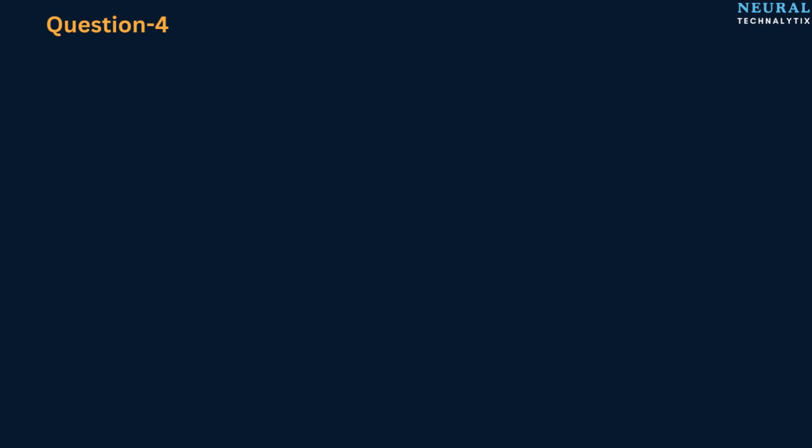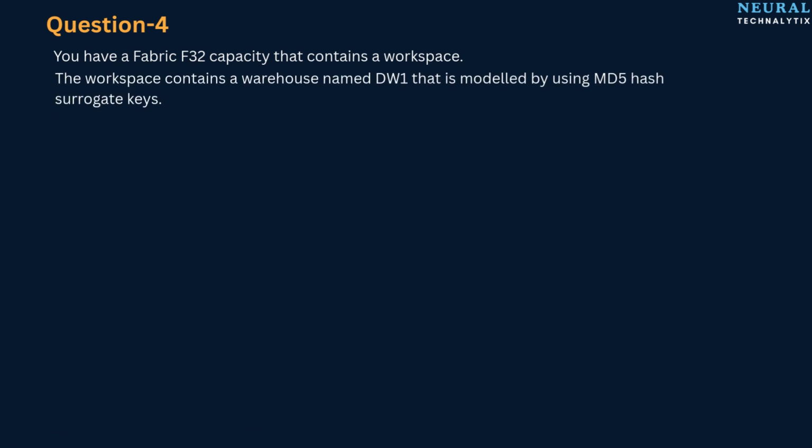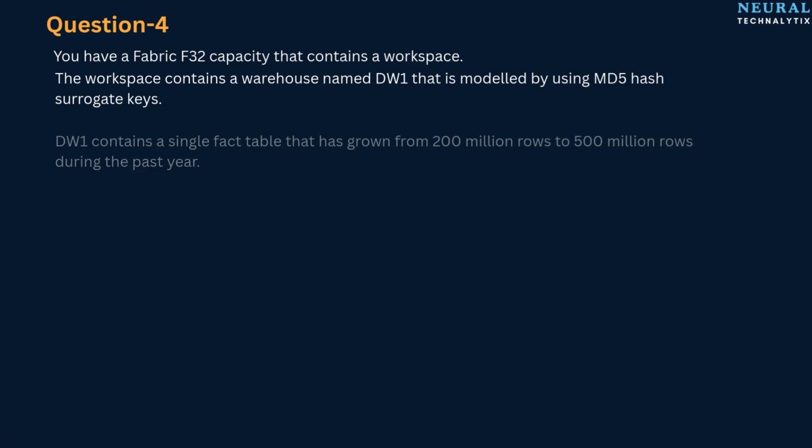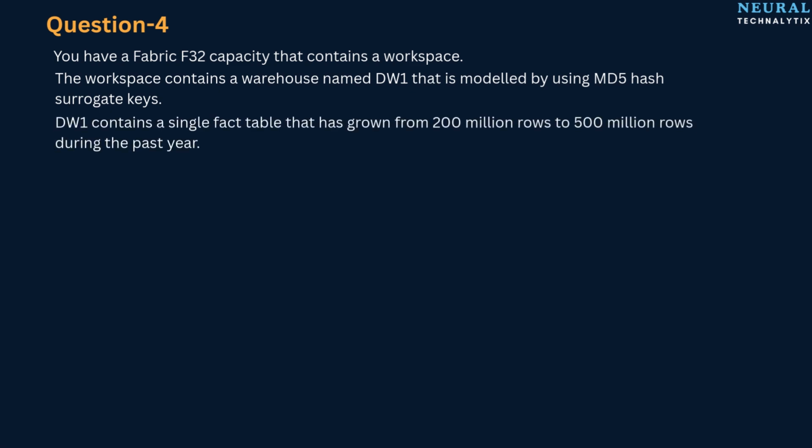Here's the scenario. You have a Fabric F32 capacity that contains a workspace. Inside that workspace, you have a warehouse named DW1. This warehouse is modeled using MD5 hash surrogate keys. DW1 contains a single fact table. And over the past year, this fact table has grown from 200 million rows to 500 million rows.